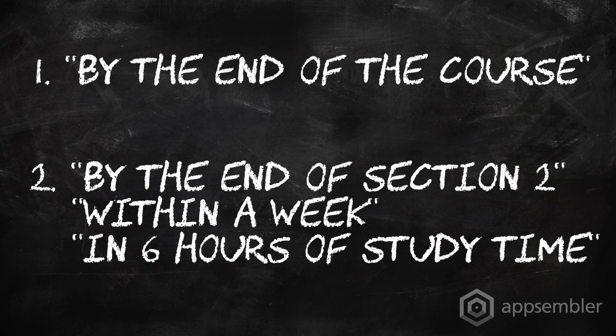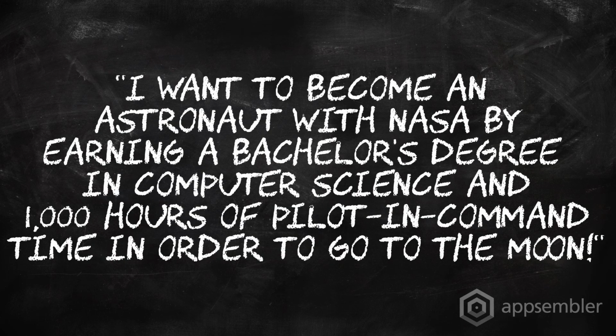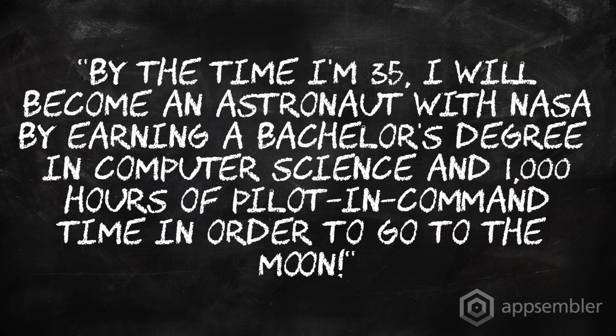For the sake of completeness, assuming that becoming a NASA astronaut and going to the moon is a realistically achievable goal for me, let's put a deadline on it. The internet tells me the average age of an astronaut is 34, so let's put this as a modifier on my goal now. By the time I'm 35, I'll become an astronaut with NASA by earning a bachelor's degree in computer science and 1,000 hours of piloting command time in order to go to the moon.